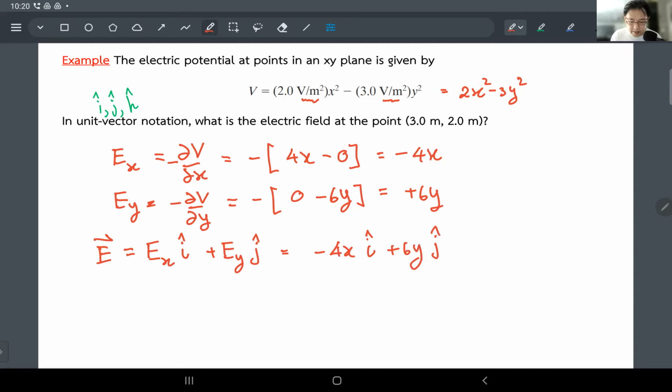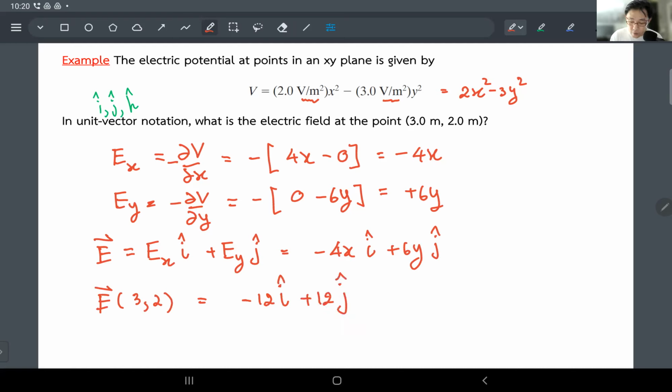Okay. Plus, if you want the electric field at (3, 2), where all the units are in the SI system, all you need to do is plug in the numbers. Wherever you see x, you just substitute it with the number 3. So that's negative 12 i plus 12 j. Isn't that cool?